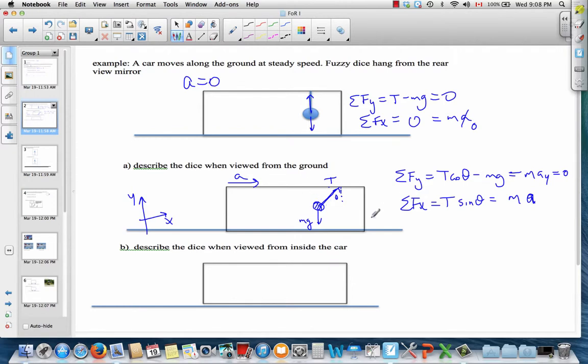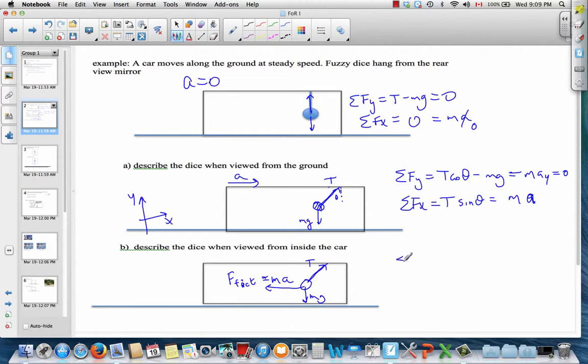But if we're actually sitting inside the car, then inside the car, the road seems to be going backwards relative to us, and we don't seem to be moving, and the dice seem to move backwards. Why? Well, inside the car, there's a tension force from the string, there's the attractive gravitational force from the Earth, but there's also the fictitious force. F fict, the fictitious force, equals ma. Now that's not a force based on any interaction, that's just the inertial effect, but in the accelerated reference frame, it acts like a force.